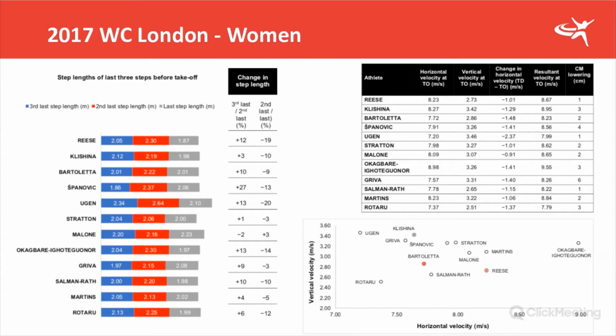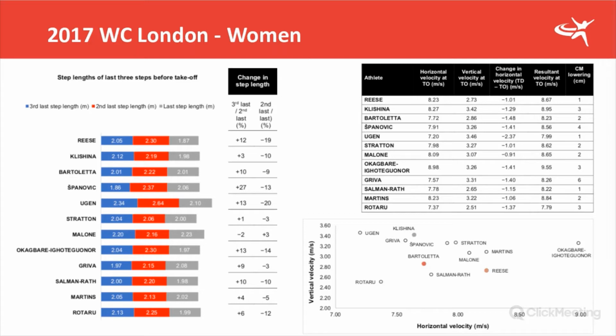So what we have here is some support and biomechanical data to reinforce some of these points. If you look at Brittany Reese here, the blue is the third last stride, the red is the penultimate, the second last, and the grey is the last. And you can see there's a general theme of short, long, short in all of these finalists.